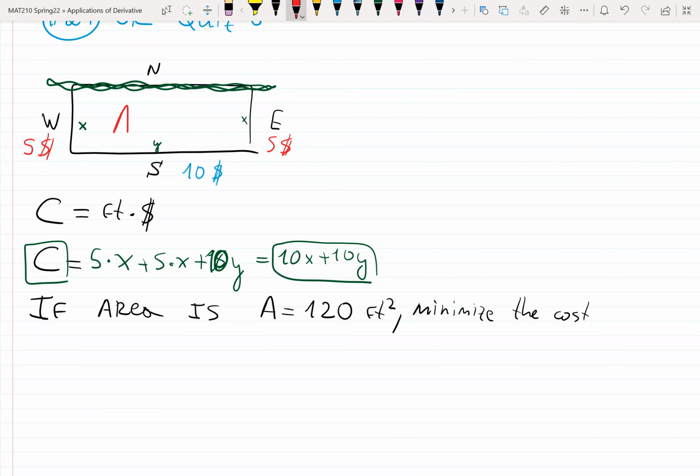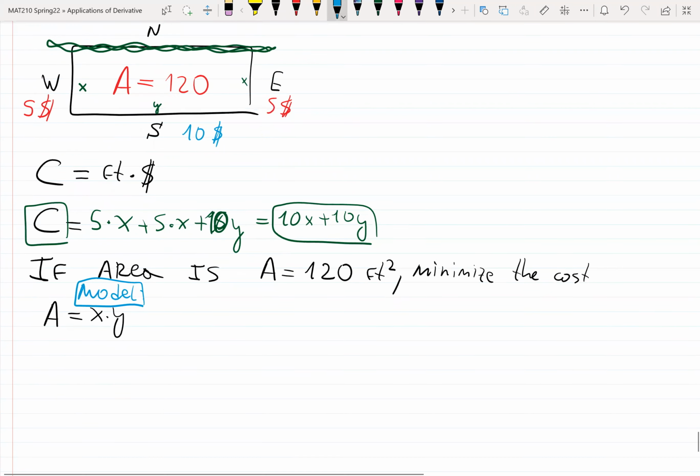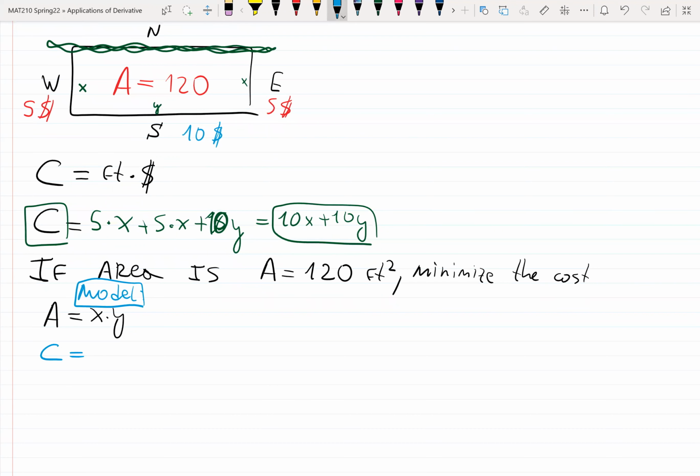So for this problem, area is 120. Area has a formula which is width times length. In this case, it's X times Y. Your mathematical model will look like so. Model: A equals X times Y. Cost function is 10X plus 10Y. Area has to be fixed, 120. This is the mathematical model.